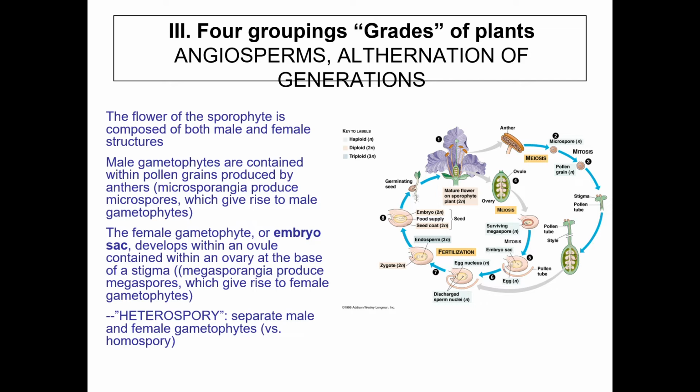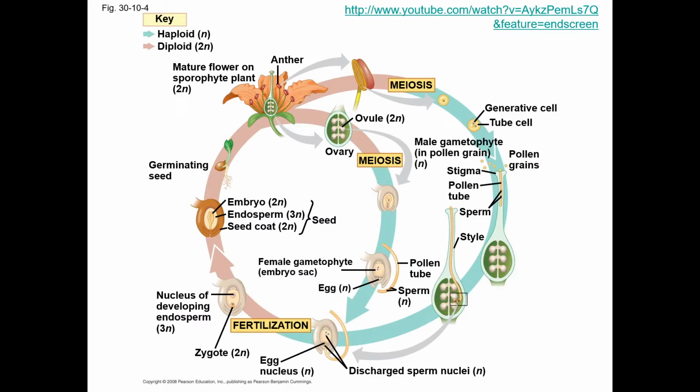And this again is referred to as heterospory versus homospory, where there are separate male and female gametophytes. So you see there the alternation of generations. There is the flower, up at the top towards the left, where 11 o'clock would be on the face of a clock. Your flower is diploid. That is the sporophyte. The anther is producing the male gametophyte, which is contained in the pollen grain. And you see that the ovule is producing the female gametophyte, which is in the ovule.